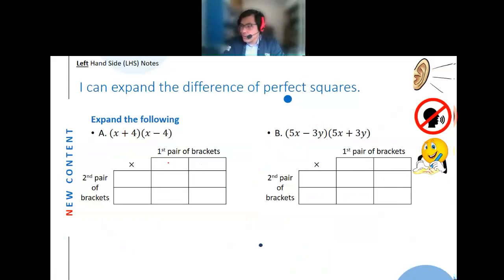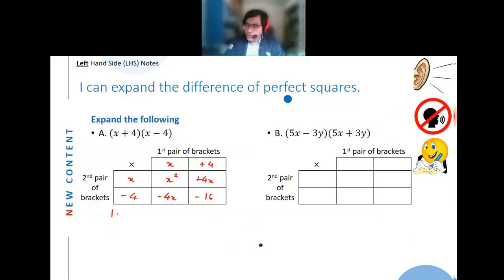So we've got x plus 4 at the top here, and then x minus 4 goes on this side. Multiply them together. So x times x is x squared. And then x times plus 4 is plus 4x. Minus 4 times x is minus 4x. And then minus 4 times plus 4, negative and positive is a negative. 4 times 4 is 16.